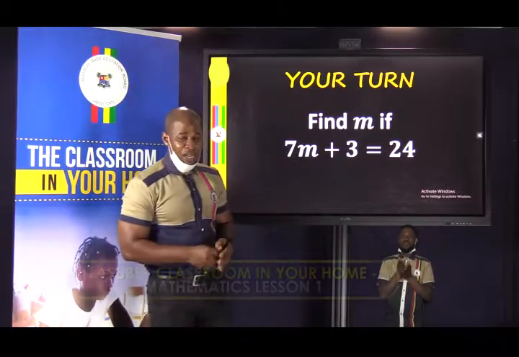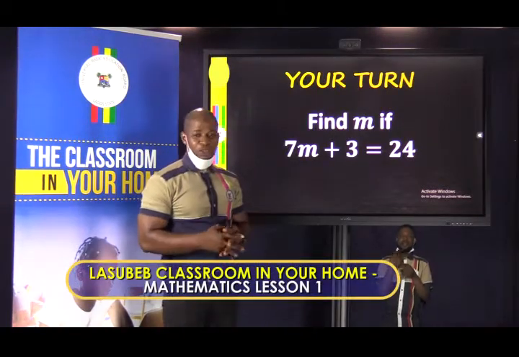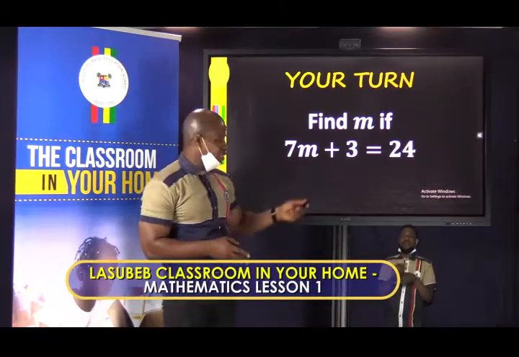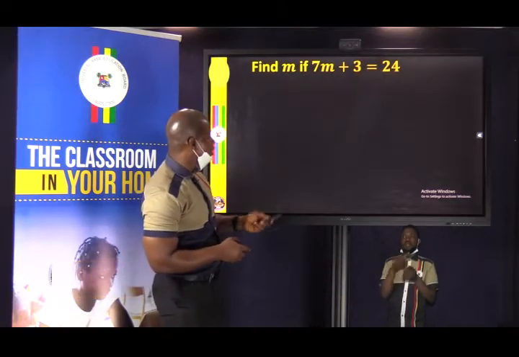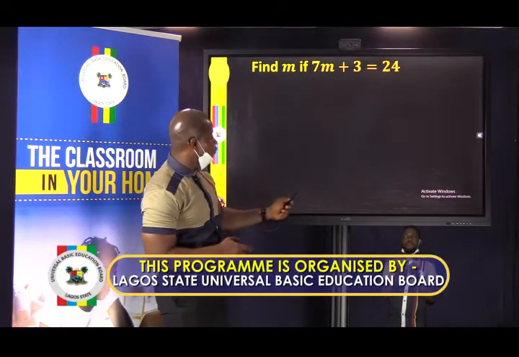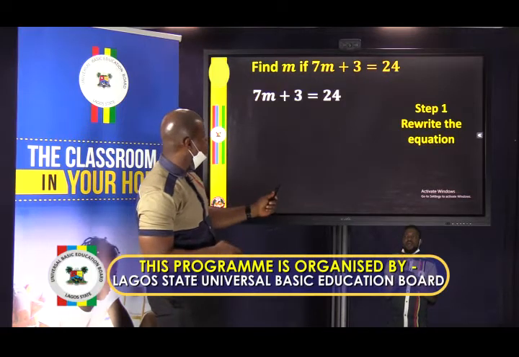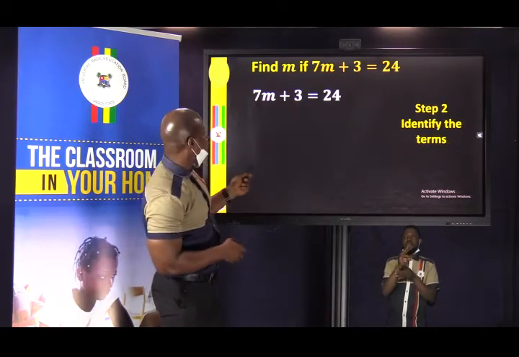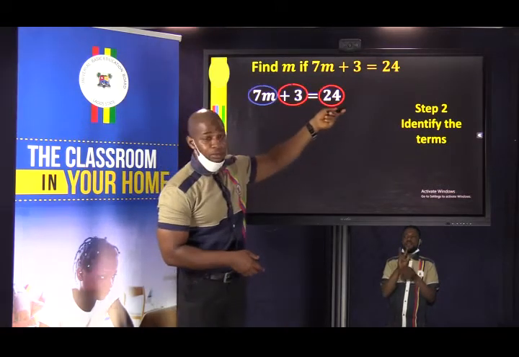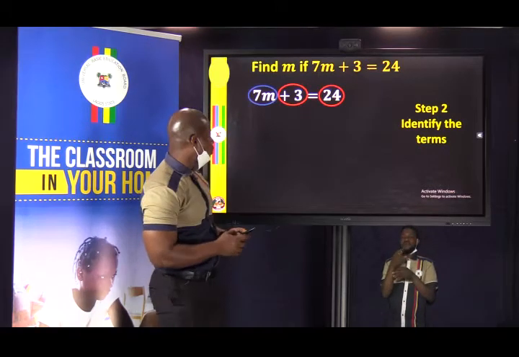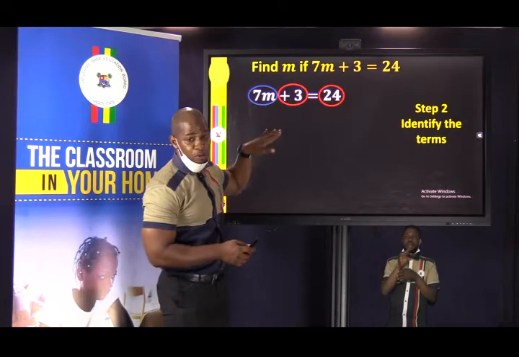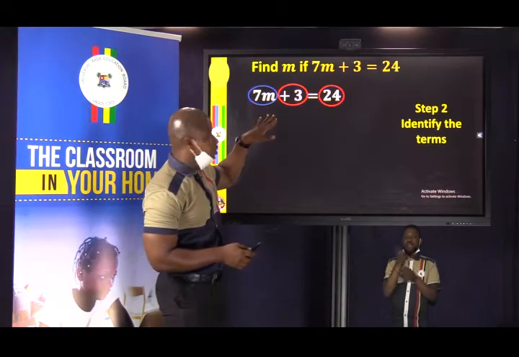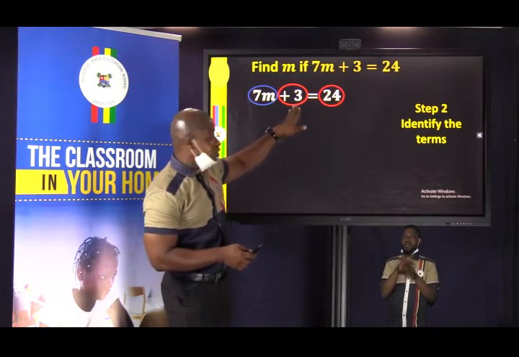Alrighty then. Like I said, we will have enough time to practice more of this in the next lesson. But let's quickly look at the correction to this. 7m plus 3 is 24. We'll begin by rewriting the equation. Then we identify the terms. The terms are 7m plus 3. On the right side of the equality sign, we have 24. Now 7m has a number and a letter, it's an algebraic term. This one does not, it's a number, and this one is also a number.